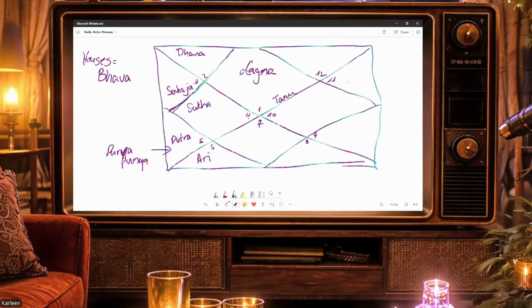It's all in there. The seventh bhava is called Kalatra.